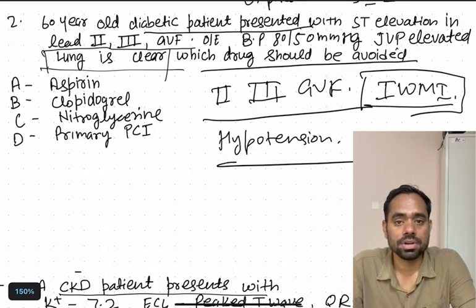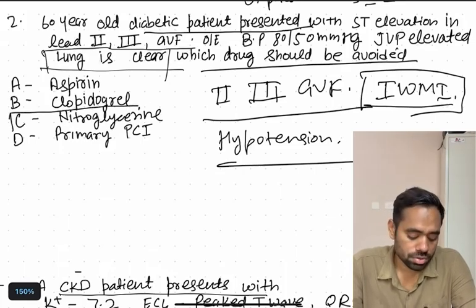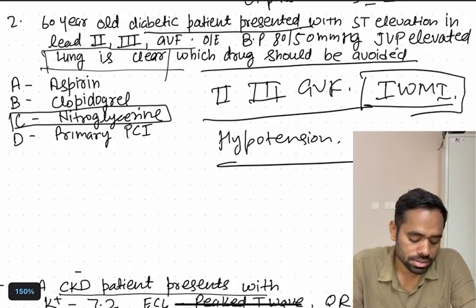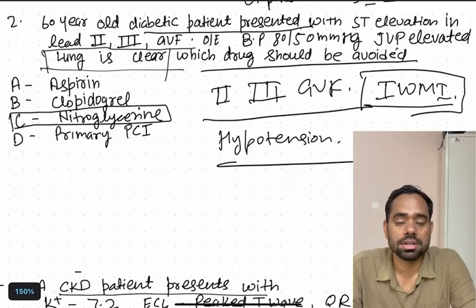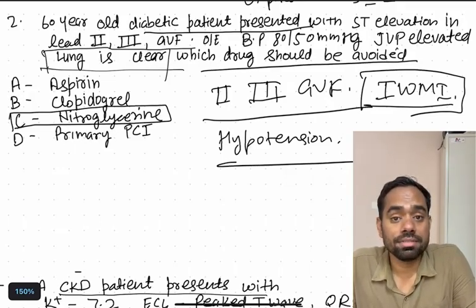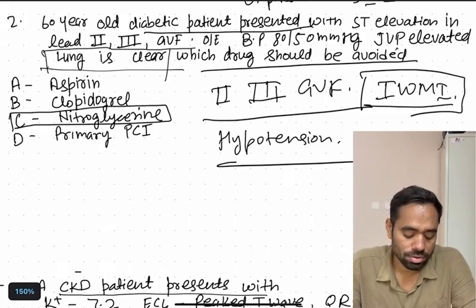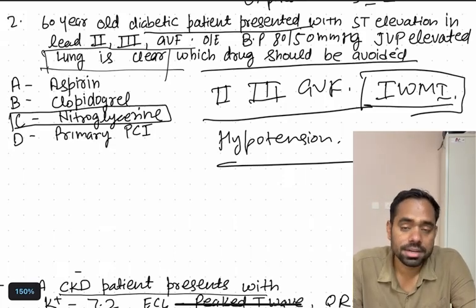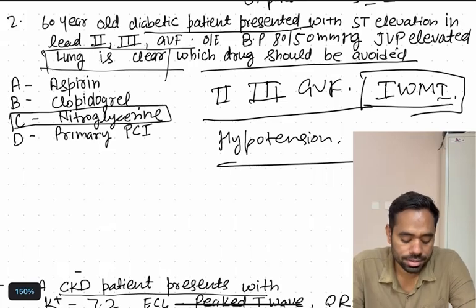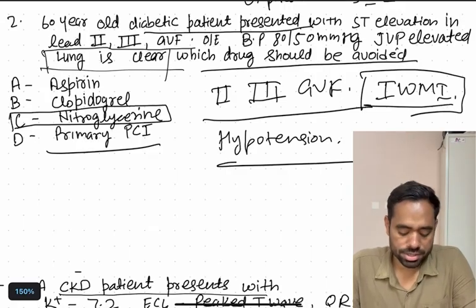Nitroglycerin is a vasodilator and it will reduce the preload, so it will worsen the hypotension, so we will not give nitroglycerin. One more thing, inferior wall MI is the only MI where we can give IV fluid, and hypotension will respond to IV fluid. Primary PCI, definitely we will do primary PCI if patient is within window period. Okay, so nitroglycerin we will avoid just because it will worsen the hypotension.